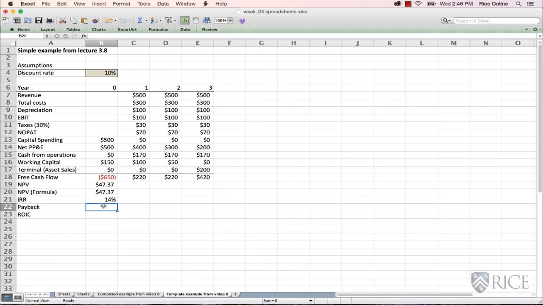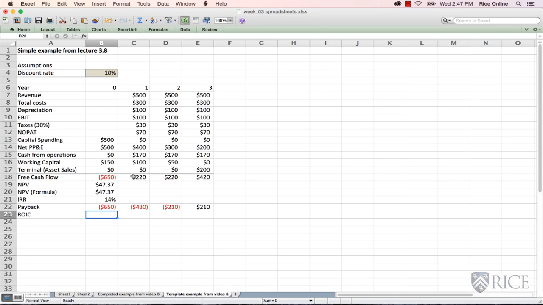To calculate the payback, I'm just going to go and calculate the cash flows, and then I'm going to add back the previous cash flow, and then add on the current cash flow. And let's see when that turns positive. So it doesn't pay back in a year, it doesn't pay back in 2 years, but it pays back sometime during year 3.